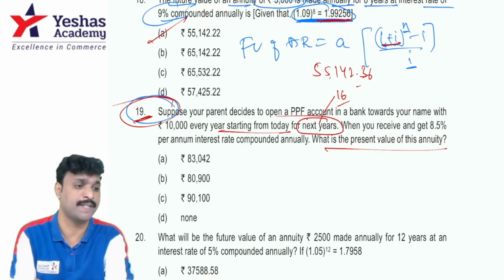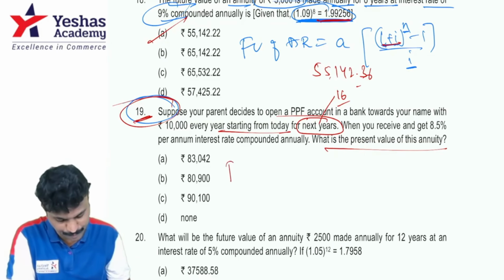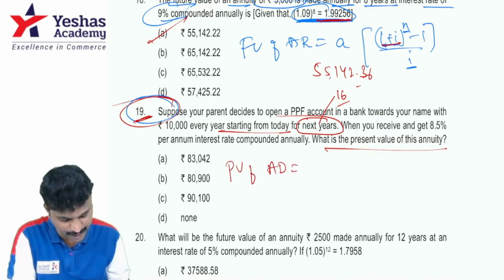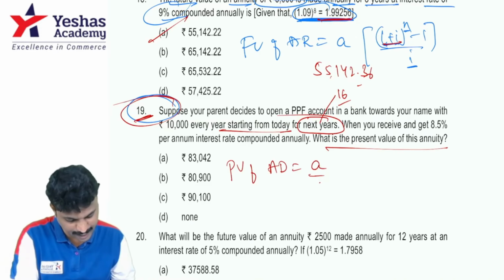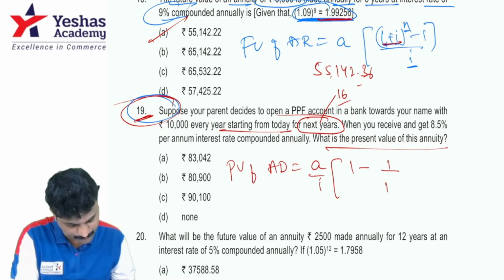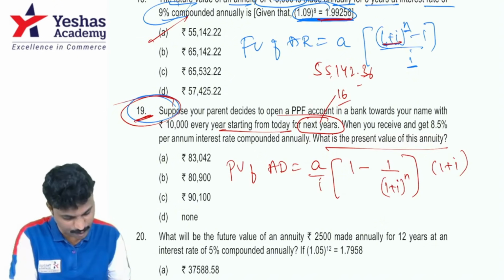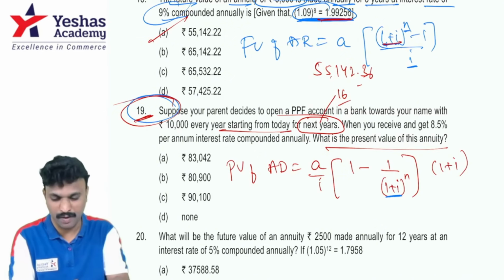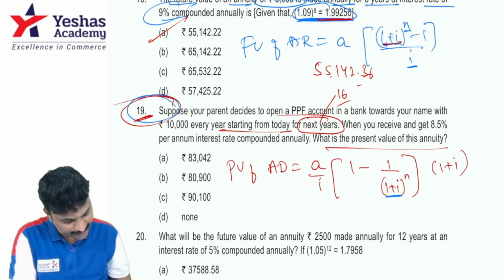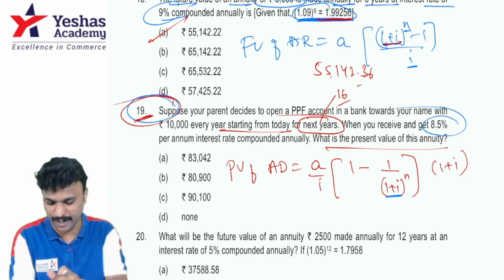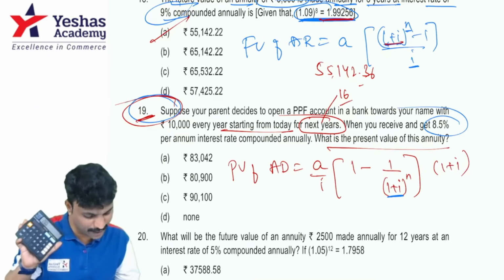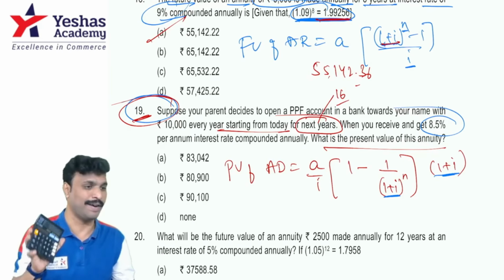Starting from today, they have said it is annuity due. So PV of annuity due we have to use. That is A by I into 1 minus 1 divided by 1 plus I whole power n into 1 plus I. Guys, first of all, what we need to do is solve the 1 plus I value. What is my I? 8.5%. Guys, store this value because we need it again for the into 1 plus I.